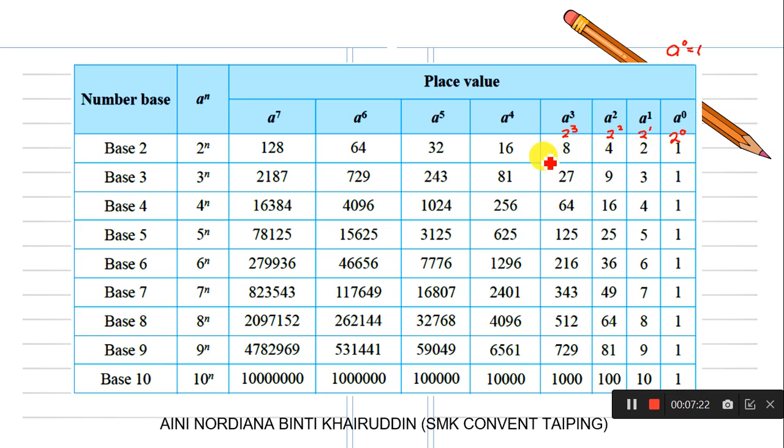So this is actually the value of this. 2 to the power of 1 is 2, 2 squared is 4, 2 cubed is 8, 2 to the power of 4 is 16. So this is for base 2. For base 3, this is 3 to the power of 0, 3 to the power of 1, 3 squared, 3 cubed, and so on. So this table is in your textbook. You can refer to your textbook.